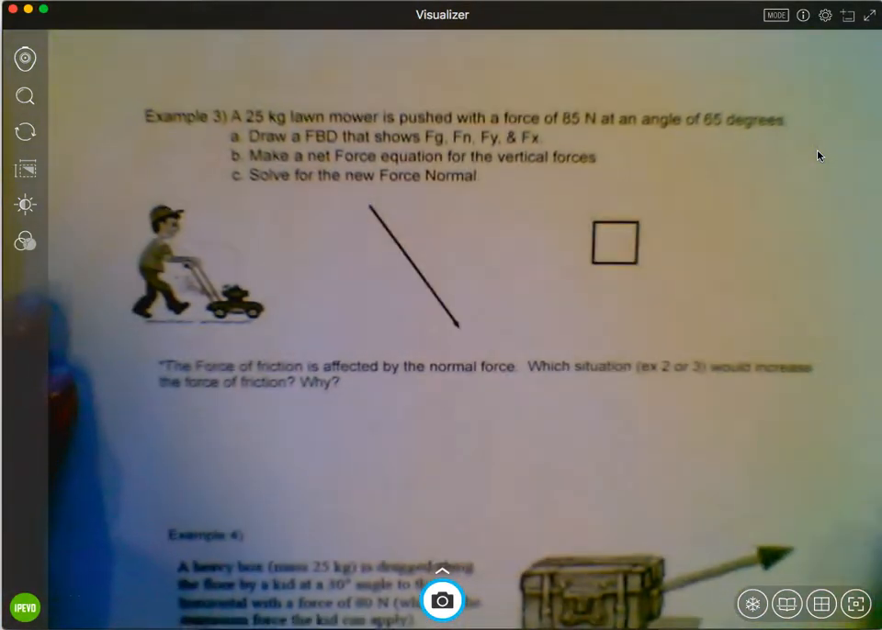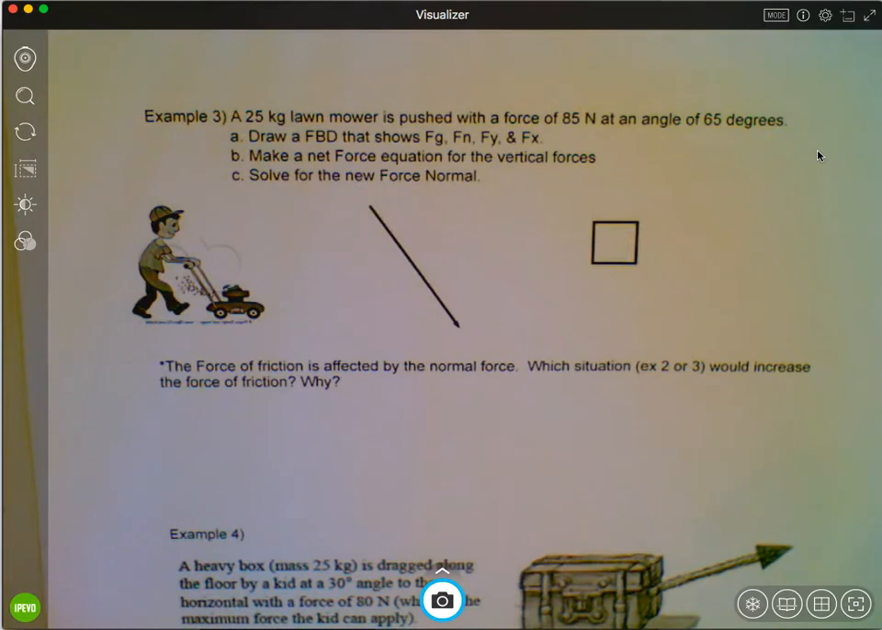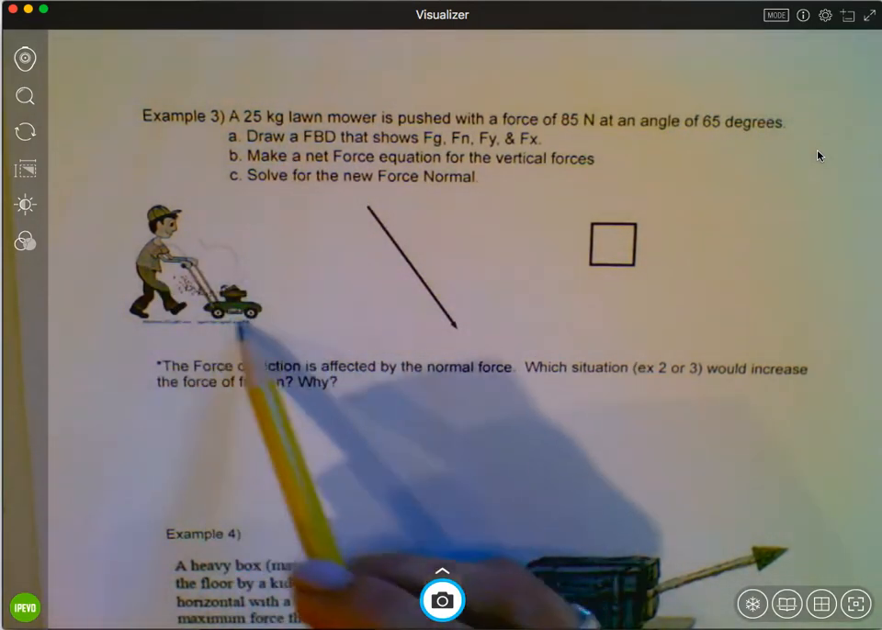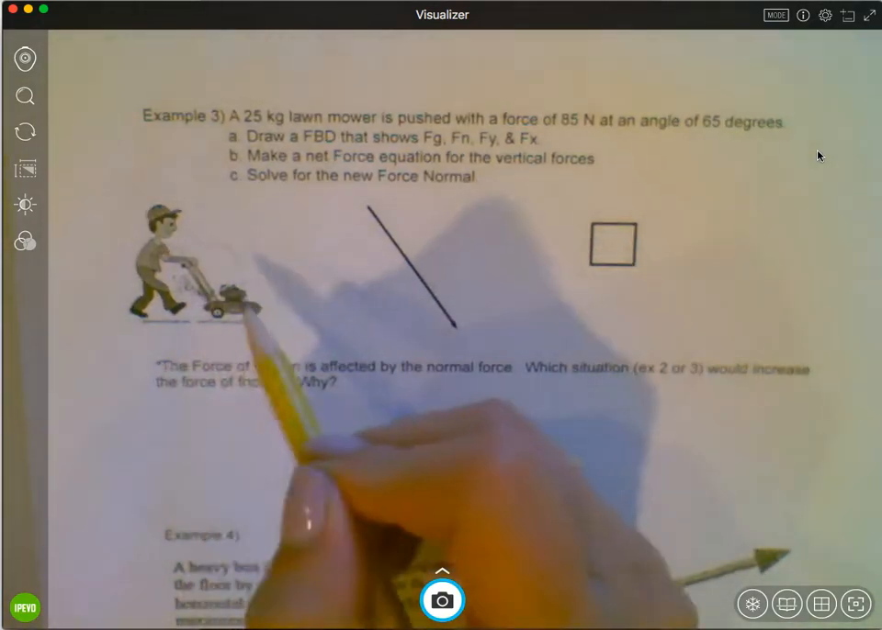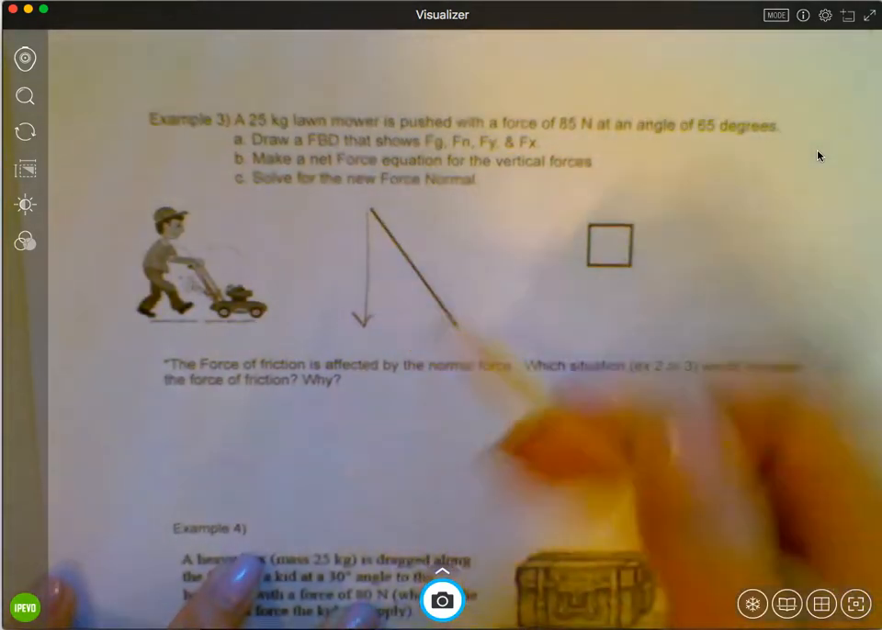All right, here we are. Okay. So this one, that last one was a pull. This one is a push. Okay, and they're going to be different. So example 3, this guy is pushing a lawnmower. Okay, and because he's pushing it, he's sort of pushing down and to the right at the same time. Right, and so we get a vector that looks like this.